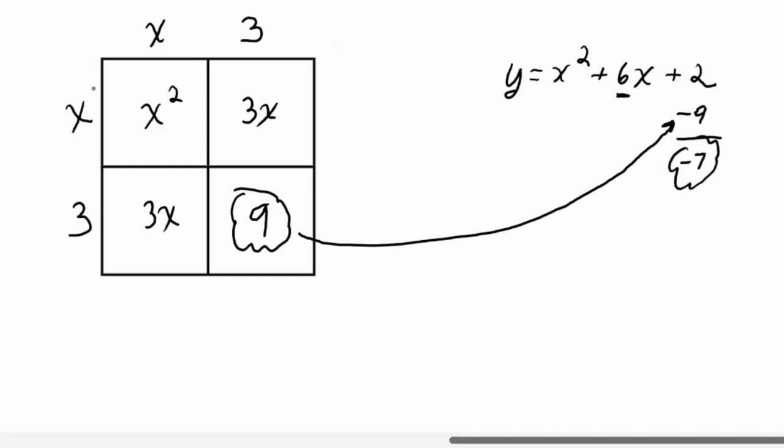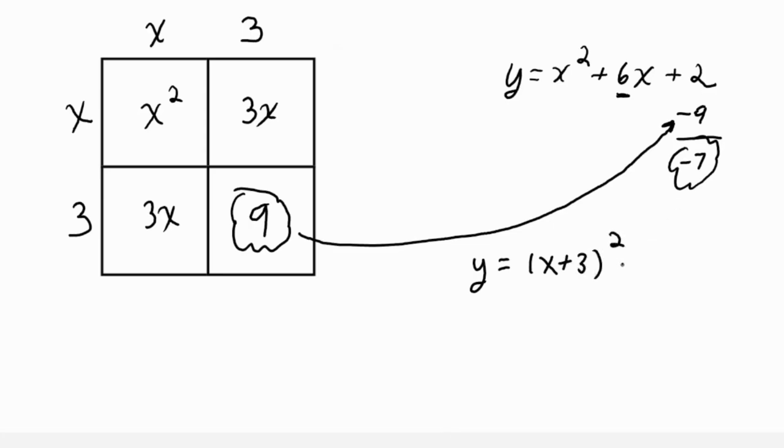So this here is a perfect square, x plus 3 times x plus 3. So we have y equals x plus 3 squared, and then we bring our minus 7, and we've completed the square, and we've also put it in vertex form of a parabola, so if we needed the vertex. Okay, I hope that's helpful.